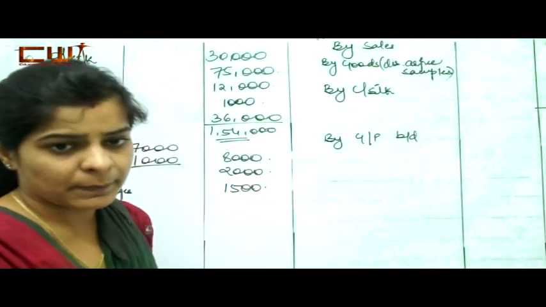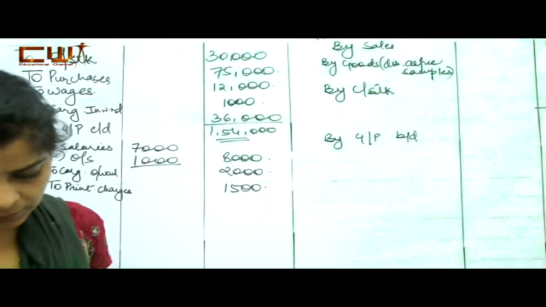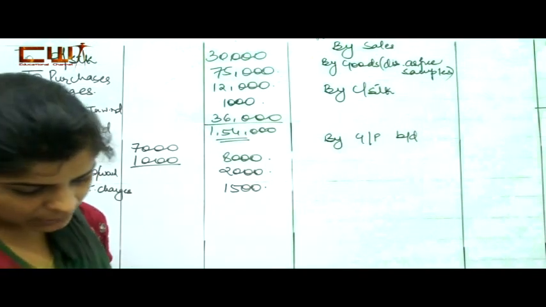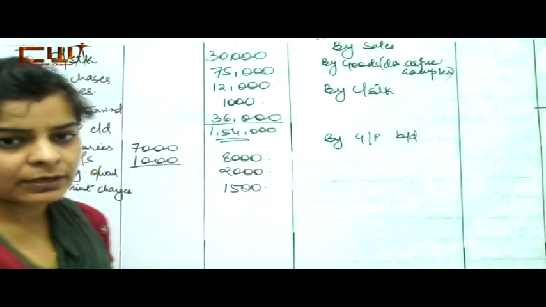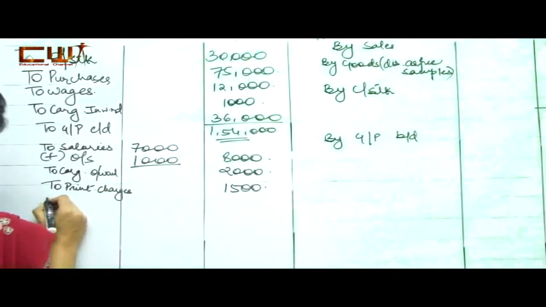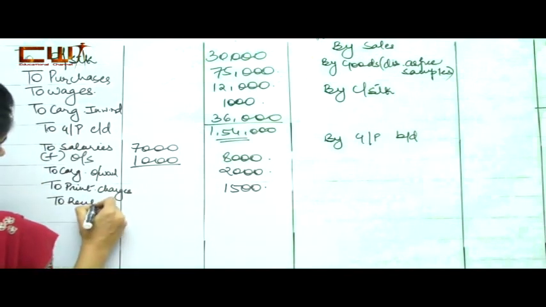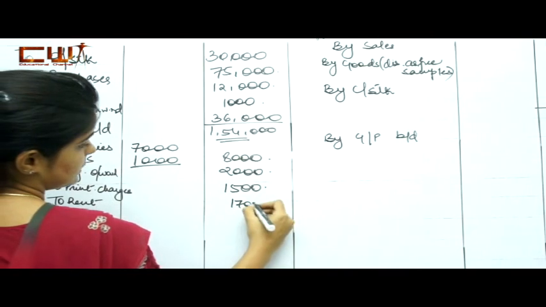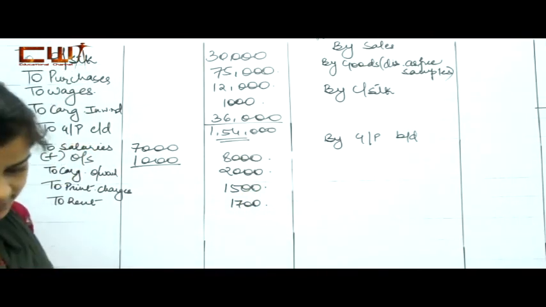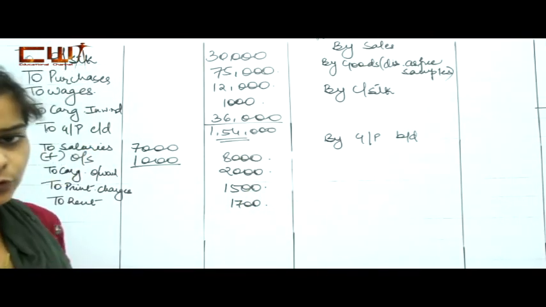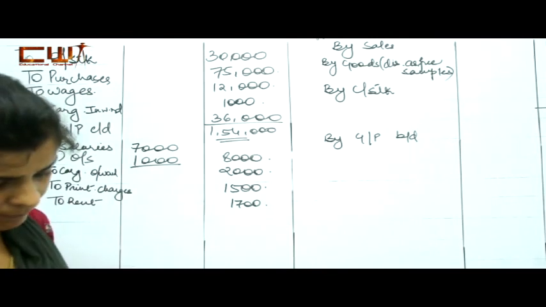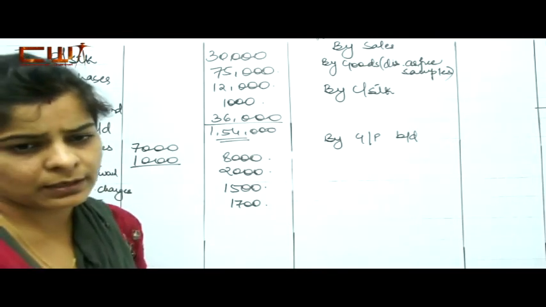What is next? Next you have the rent paid. Is there any adjustment in the rent paid? Rent paid is how much? It is 1,700. There is no adjustment. Write it directly to rent 1,700, right? What is next? Next is bad debts given to you as 3,000, right? Bad debts given to you, so we will adjust that.